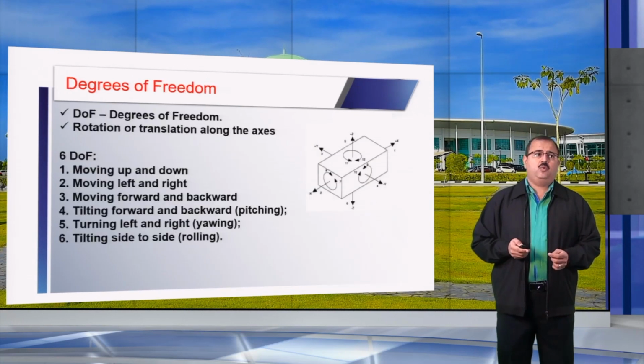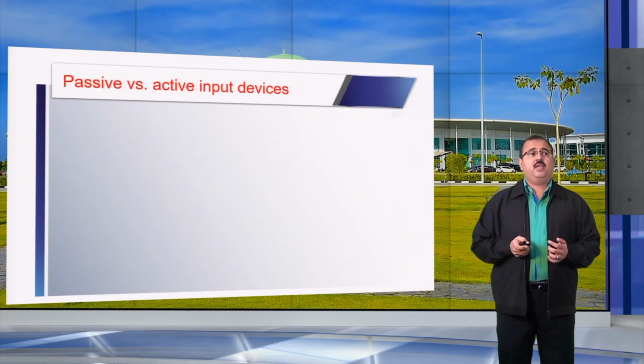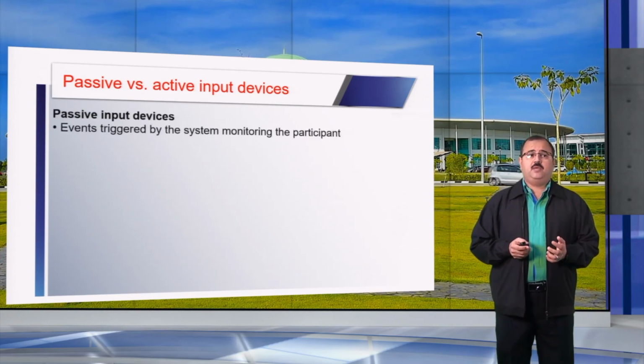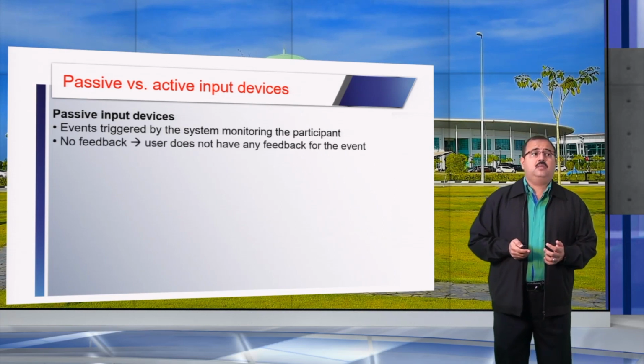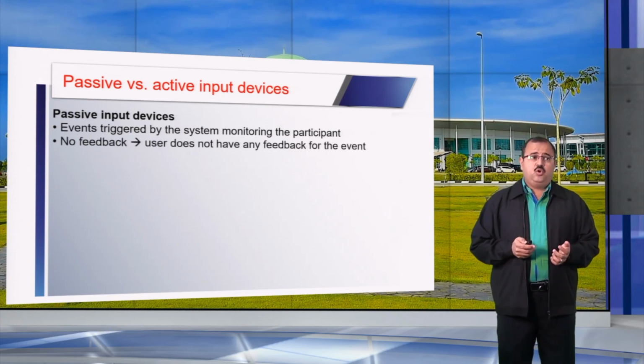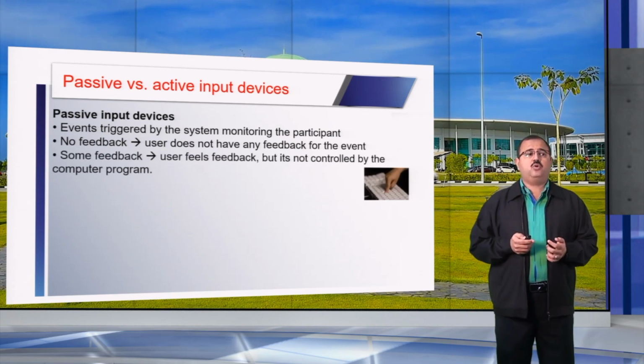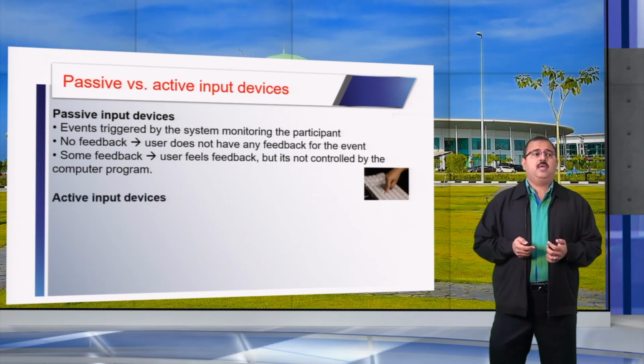So based on that, we have passive and active input devices. Passive input devices are events triggered by the system, monitoring the participant. In that one, there is no feedback. The user does not have any feedback for the event. Some of them have some feedback, where the user feels feedback, but it is not controlled by the computer program.